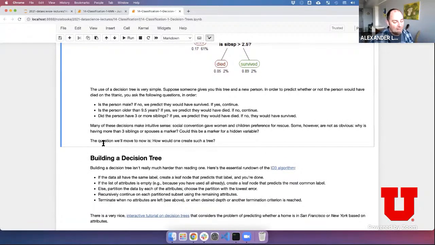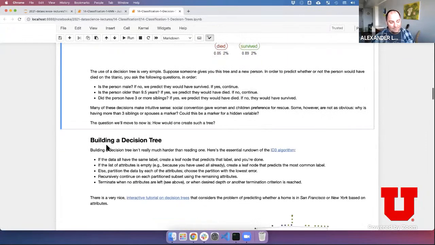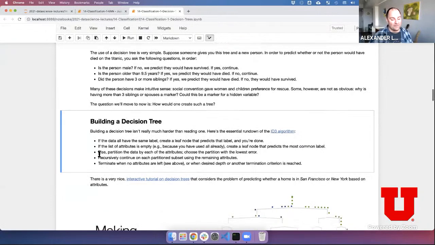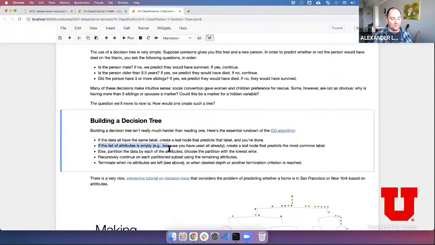So the question is really, how can we build such a tree? And it's really not much harder than reading one. There's an algorithm called the ID3 algorithm. I've linked the description here on Wikipedia. But intuitively, it has a couple of steps. If all the data have the same label, you create a leaf node that predicts that label, and you're done. If the list of attributes is empty because maybe you've used all of them already, create a leaf node that predicts the most common label.